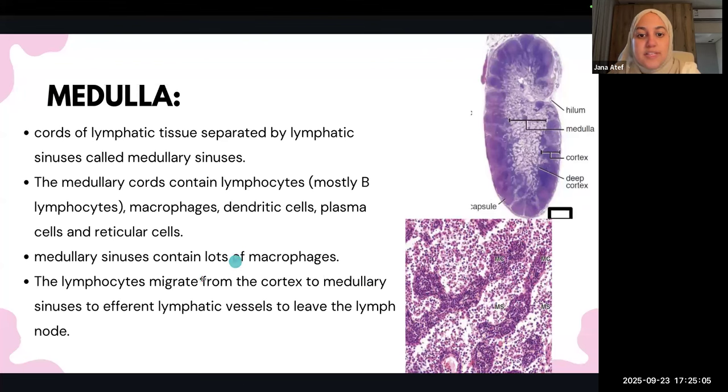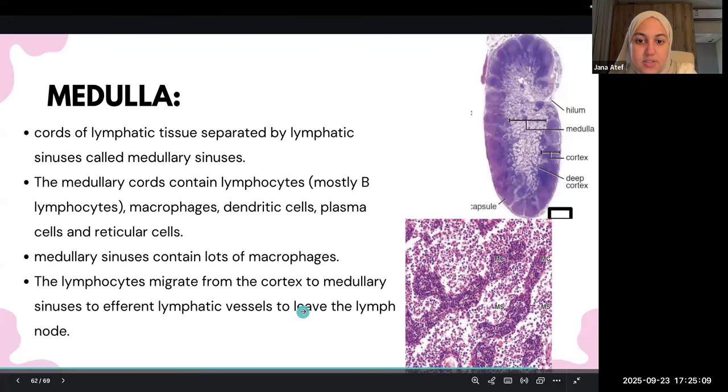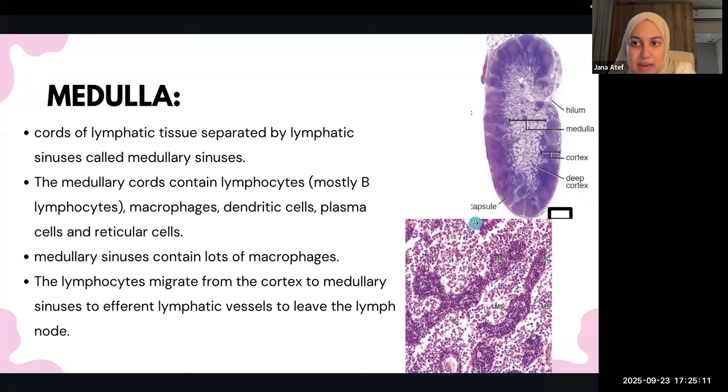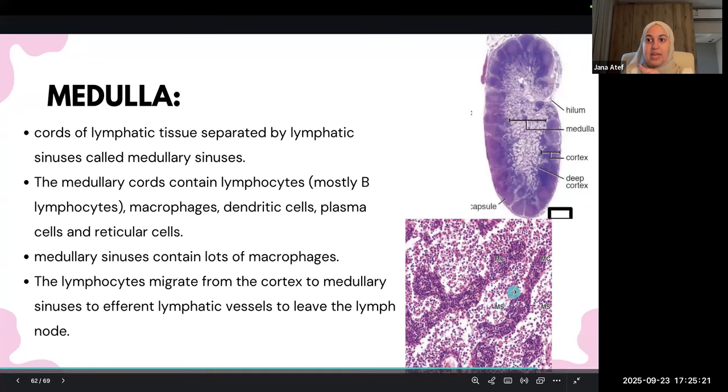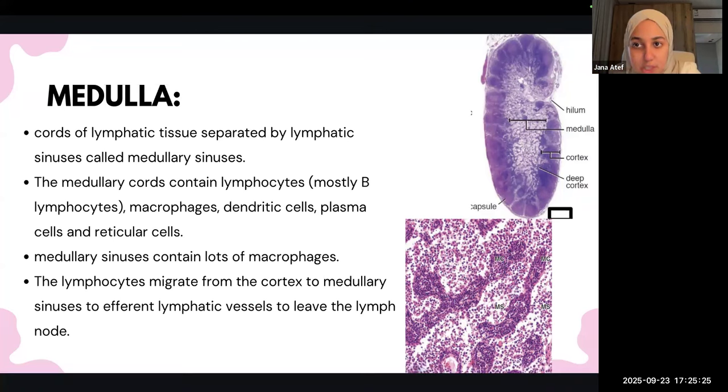The lymphocytes migrate from the cortex to the medulla to the efferent vessels to leave the lymph node. This is the path, basically. It goes from the afferent vessel to the sinus. The sinus keeps going from the subcapsular to the trabecular to the medullary sinus. This is what we're talking about, the medullary sinus. And then it goes out through the efferent lymphatic vessel. Do you get it?